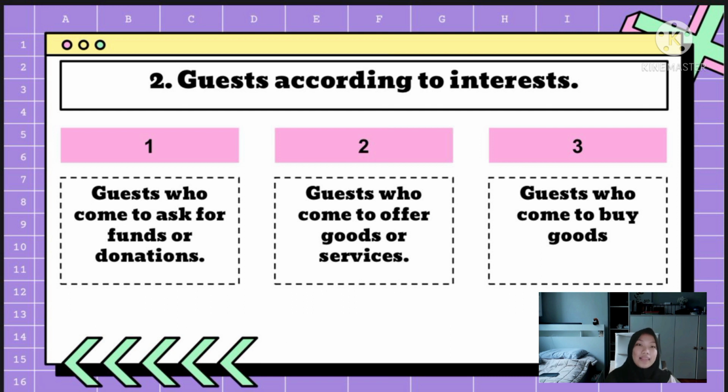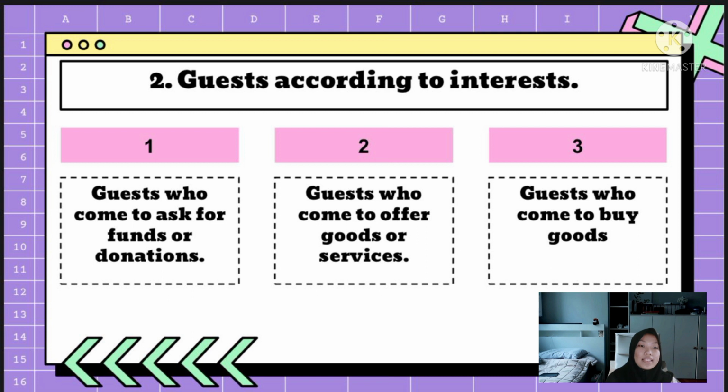Guests according to interest, there are three. Number one is guests who come to us for funds or donations. Guests who come to us for funds or donations usually want to meet directly with the leadership, for various reasons. The best way to deal with this guest is to continue to serve him patiently and in a friendly way while offering a form that must be filled out by the guest.